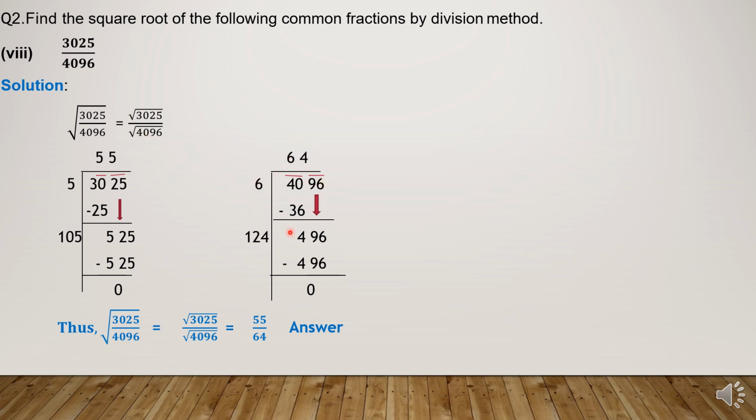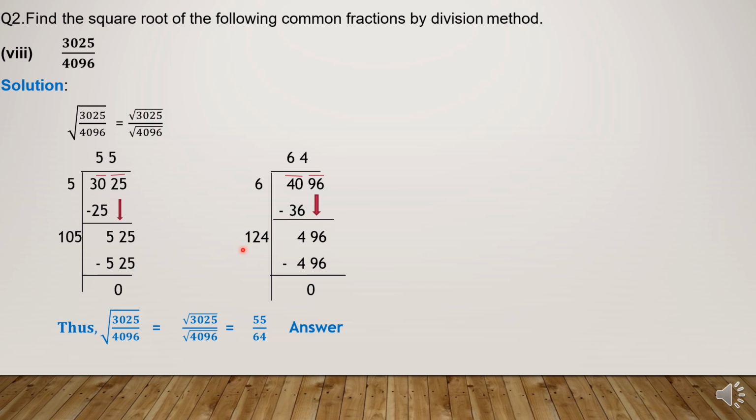Now 6 6s are 36. If you write 7 here, then 7 7s are 49 and 49 is greater than 40. So we will select 6 here. 6 6s are 36. 40 minus 36 is 4 and the complete pair 96 will come down. Now you have the number 496.